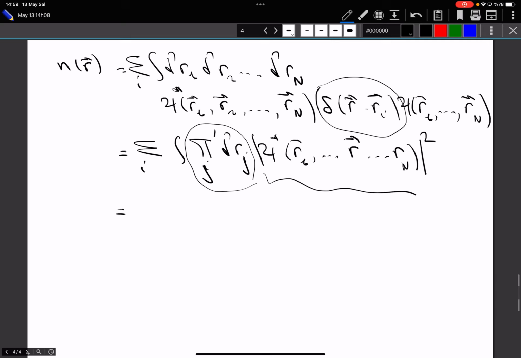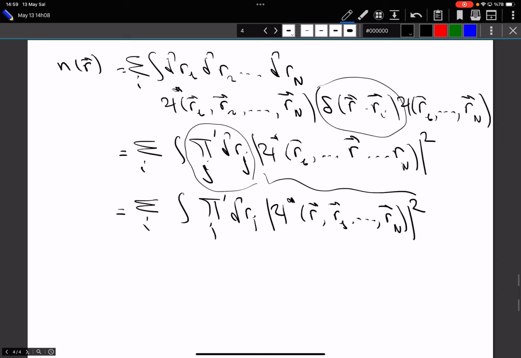Well, now what I can do is this will be psi star of R, R1, ... Rn, squared. I just move that R all the way to the front, just exchanging them. At each exchange, I get a plus or minus sign, but since I'm taking the absolute value squared, whether I take a plus sign or a minus sign doesn't really matter.